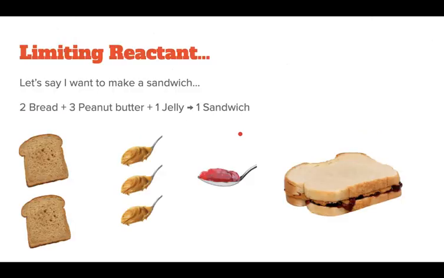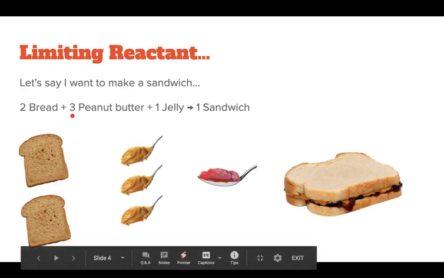Okay, so limiting reactant, let's take a real life example. Now this might not be exactly the way you make a peanut butter and jelly sandwich, but for the sake of argument we're going to say that a peanut butter and jelly sandwich recipe is 2 pieces of bread, which you can see right here, and 3 scoops of peanut butter. Okay, I like mine nice and peanut buttery. And then 1 jelly. I don't like too much jelly because I'm already sweet enough. Then that's going to make 1 sandwich.